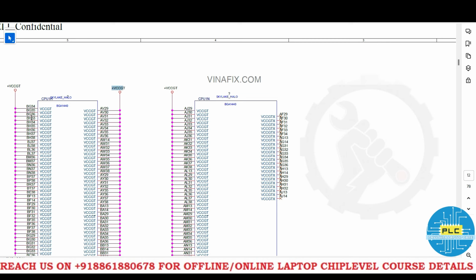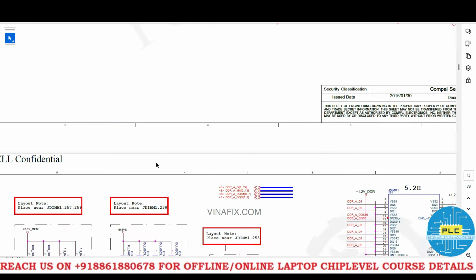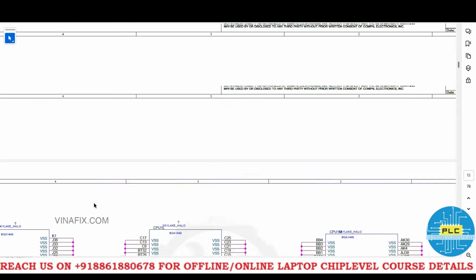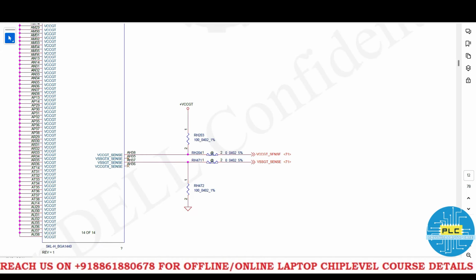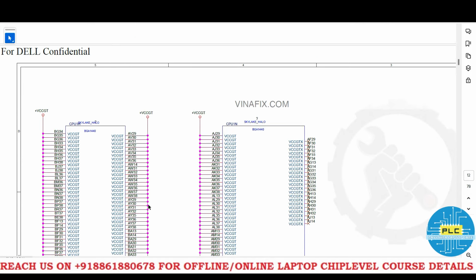VCC GT is the processor graphics power rail. VCC in the sense of core is a standard one, and this voltage is for the graphics power rail. These all are ground. VSS is the ground, and these all are the power rails. It's very simple, right? If you get these voltages, the processor will start working. I'm talking about the final voltages, not the middle ones; the initial voltages are more.